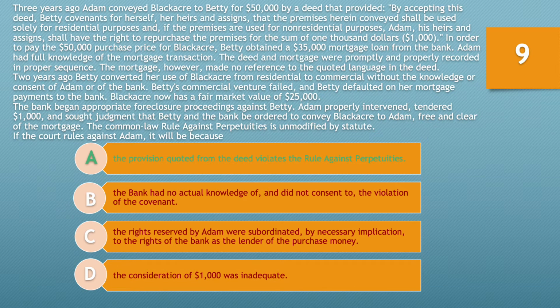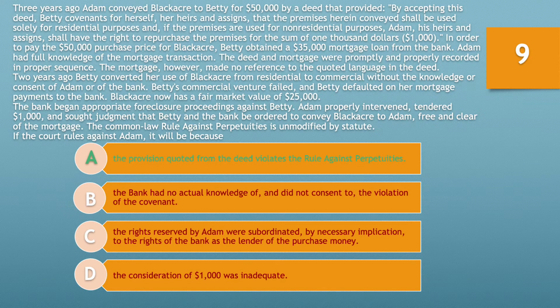Let's look at C. The rights reserved by Adam were subordinated by necessary implication to the rights of the bank as the lender of the purchase money. Now, C says Adam's rights were subordinated by necessary implication. While that may actually, in fact, be accurate, that would not remove the clause which permitted Adam to buy for the $1,000.